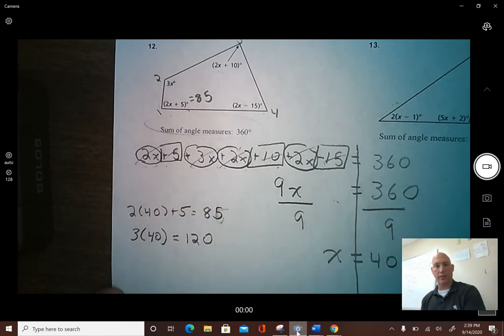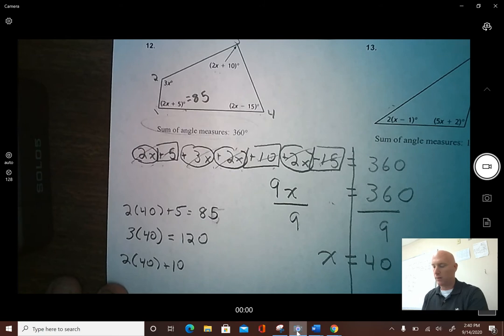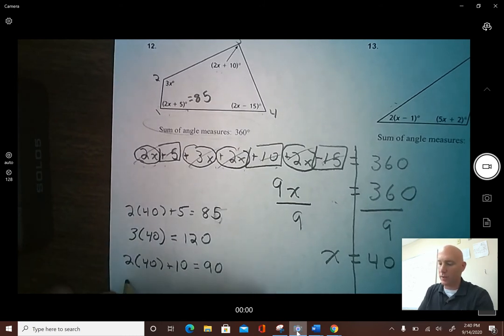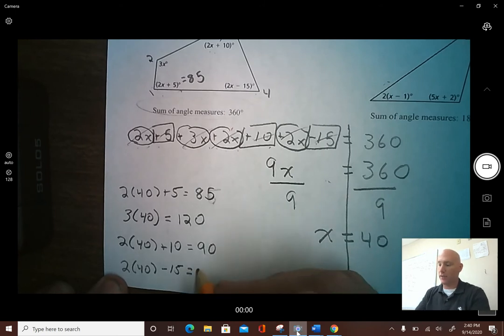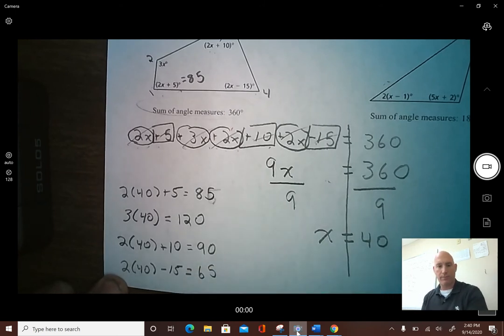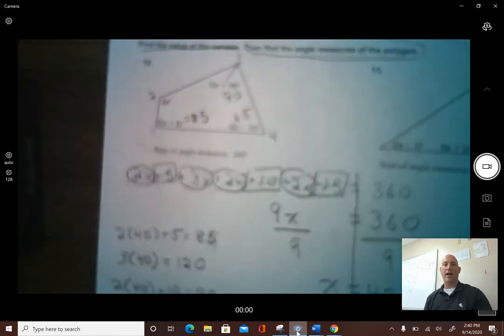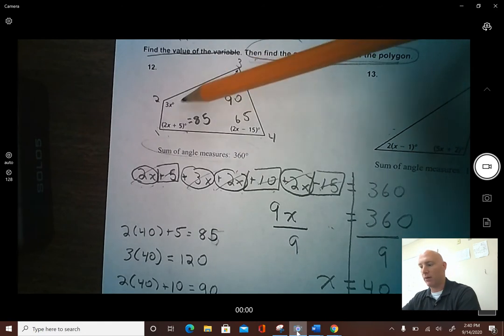So that's 120 degrees. Angle 3 will be 2 times 40 plus 10. 2 times 40 is 80 plus 10 is 90. And then you have 2x minus 15, so it'd be 2 times 40 minus 15. 2 times 40 is 80, minus 15 is 65. So this one would have been 90, this one would have been 65. And now we found the measure of every angle. So we indeed found x, and then we found the measure of each angle.